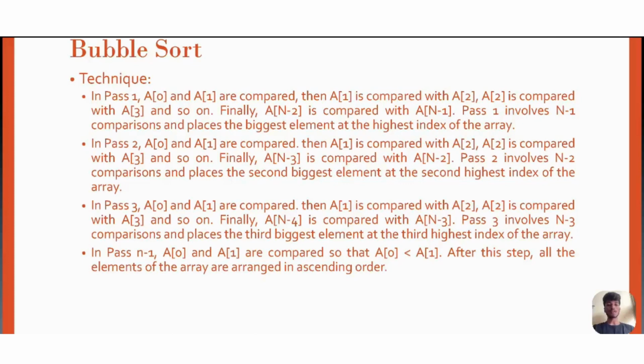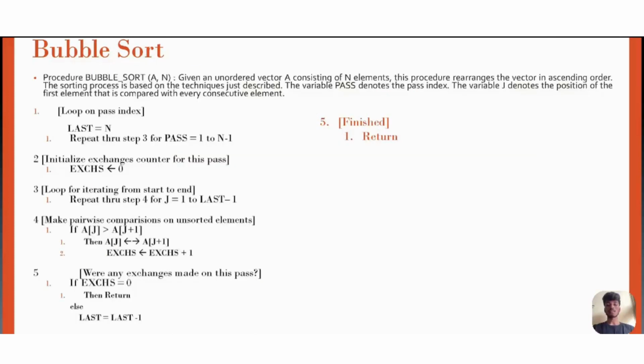After this step, all the elements of the array are arranged in ascending order. Next we can see the bubble sort algorithm. Step 1: loop on the pass index and initialize the exchange counter for this phase. Step 3: loop for iterating from start to end. Step 4: make pairwise comparisons on unsorted elements.